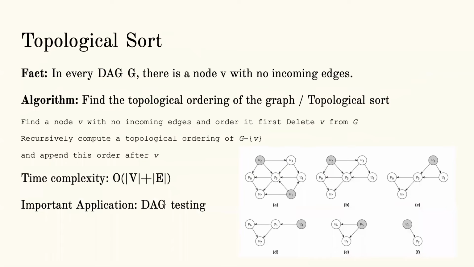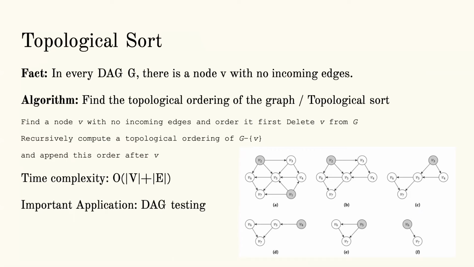And then let's see what is topological sort. First, we need to introduce the fact that in every DAG G, there is a node V with no incoming edges. And we're gonna use this important fact to carry on with our topological sort.